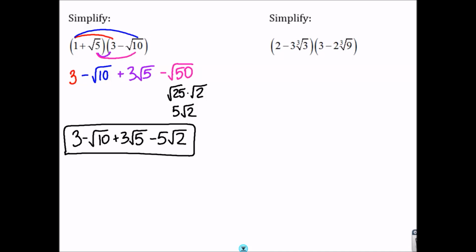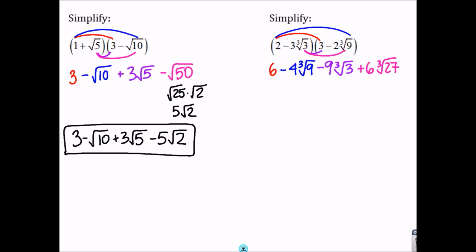For this next example, we're going to do the same thing. 2 times 3 is 6. 2 times negative 2 cube root of 9 is negative 4 cube root of 9. Negative 3 cube root of 3 times 3 is negative 9 cube root of 3. And negative 3 cube root of 3 times negative 2 cube root of 9 gives me positive 6 cube root of 27.